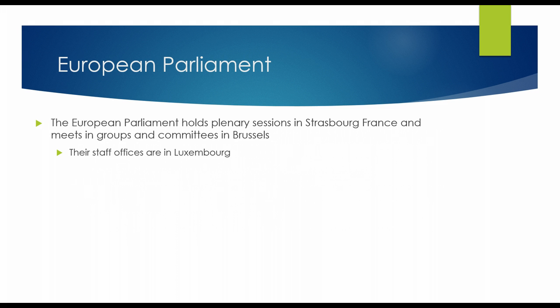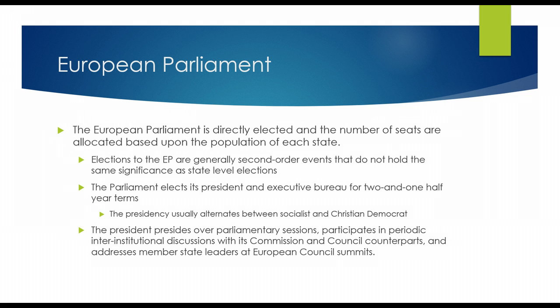We can also look at the European Parliament. The European Parliament holds plenary sessions in Strasbourg, France, and meets in groups and committees in Brussels. Their staff offices are in Luxembourg. So what kind of power does the European Parliament have? The European Parliament is directly elected, and the number of seats are allocated based upon the population of each state. So once again, we've got this proportional concept based upon how many members are the population of the member states.